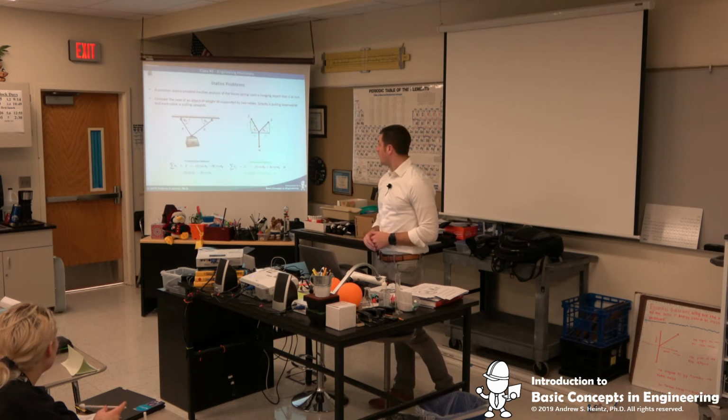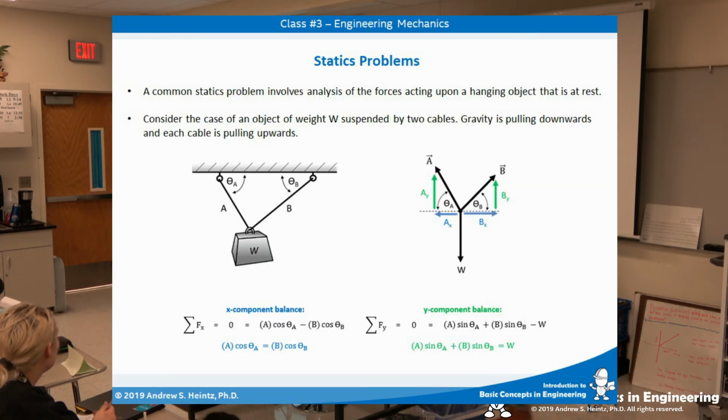Okay? All right. So this is what we already saw in that last one where we were doing the free body diagram. This is a very common statics problem. A common statics problem involves analysis of forces acting on a hanging object, maybe a sliding object, something like that. So in this case, we have our weight. This is very similar to the problem we just saw. The x component balance is simply cosine, because that's what's flat, minus or plus, depending on if you want to do subtracting a negative, right?